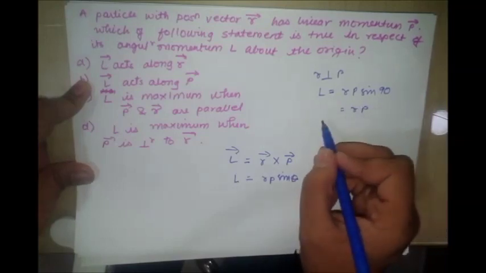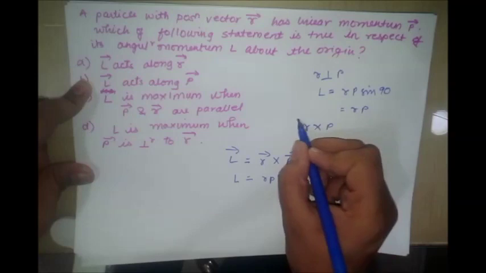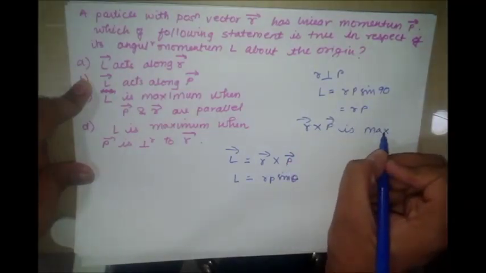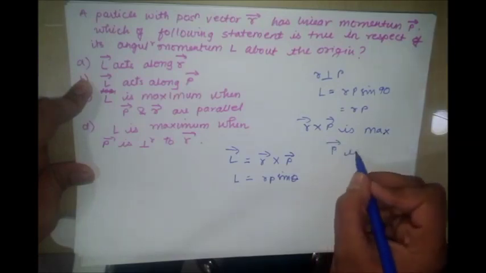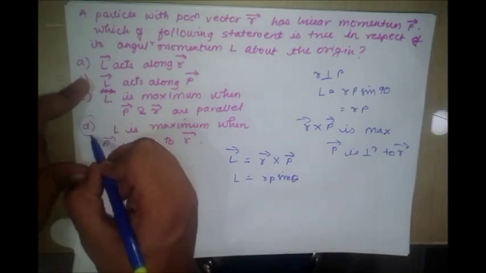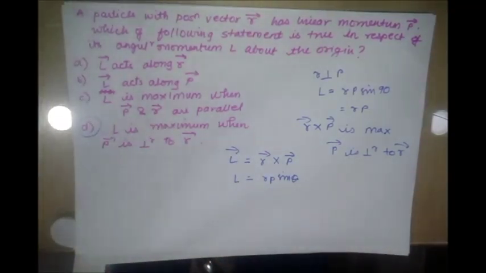So thus R cross P is maximum when P is perpendicular to R. So R cross P is maximum when P bar is perpendicular to R bar. So option D, L is maximum when P bar is perpendicular to R bar, is the correct answer.